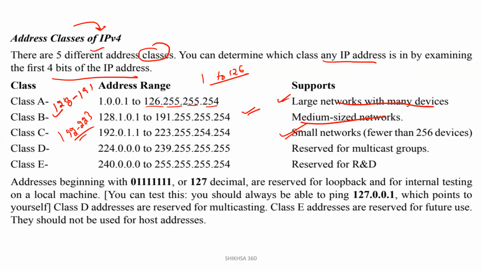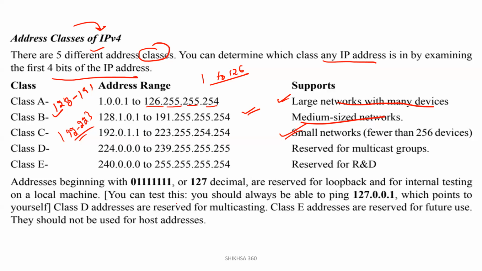From 1 to 126, large network. 128 to 191, medium. 192 to 223, small network. 224 to 239 is reserved for the multicast group. And the last one, 240 to 255, is reserved for research and development.